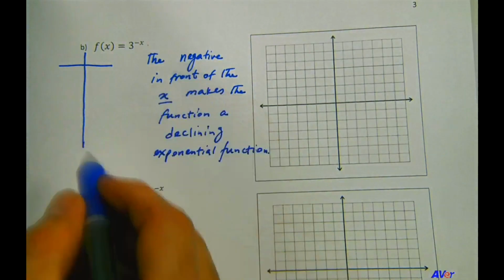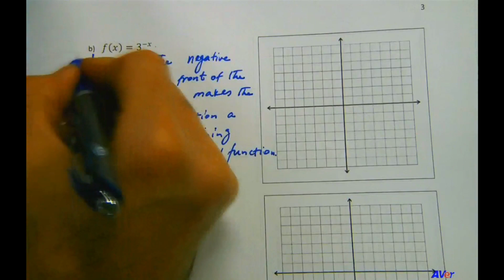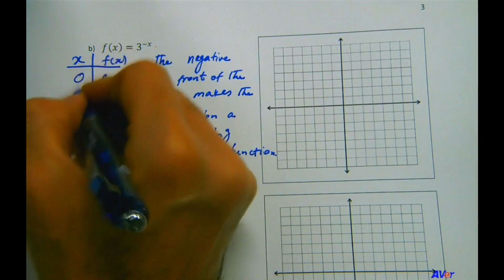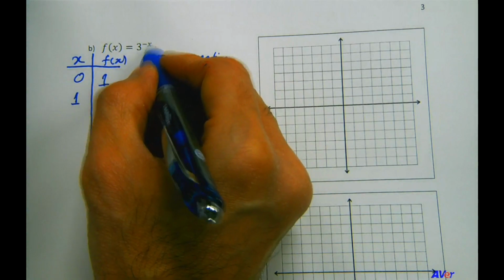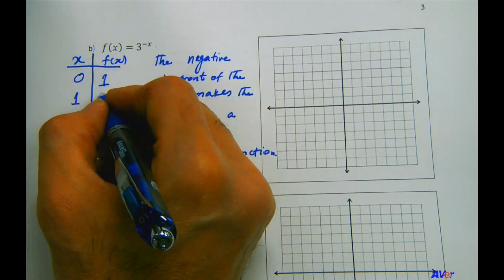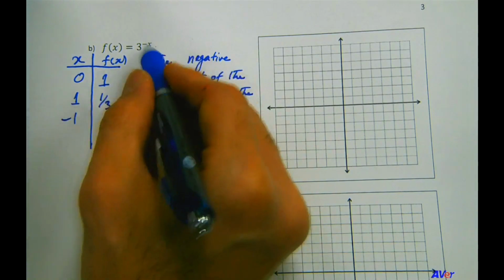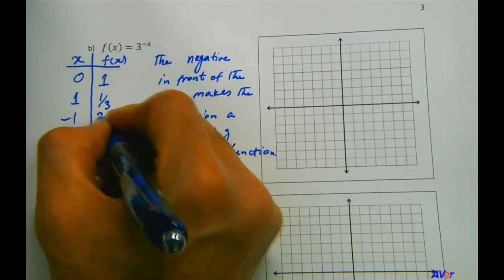We know it's declining, so we know it's going to go this way, not increasing. So let's say, what would be some easy numbers? Well, 0 would be an easy number, so let me pick that. And then, of course, this would be 1. And then another easy number would be x equals 1. So that would be 3 to minus 1 power, or 1/3. 1/3 would be simply 0.333 something. Another easy number would be -1, actually. So when x is -1, minus 1 would make this +1. 3 to first power would be 3.